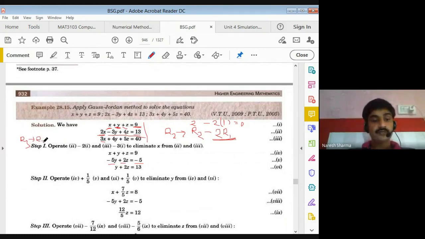That is row 3. We always use the same pivot element in the first operation to eliminate all the x. Which here is 3 in the third row. So we can use the first row only, that is 1 here in the first step. So we can multiply this with minus 3. So 3 minus 3 into 1 becomes 0.